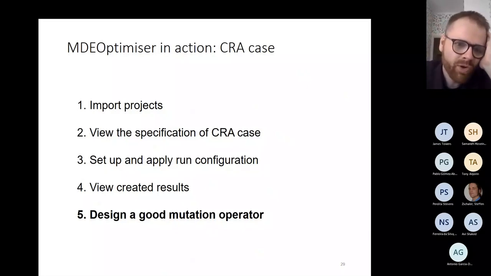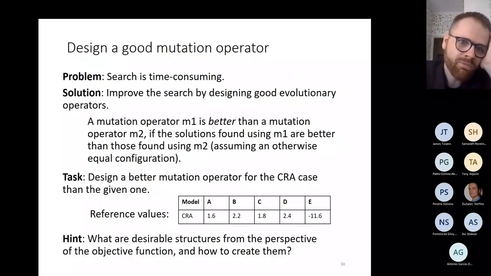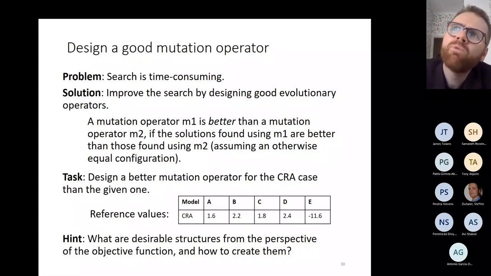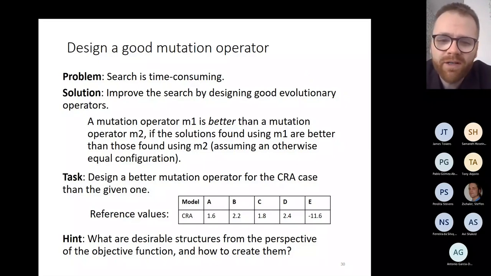Now, this is just a final thought that was also interesting. How do you design good mutation operators? The search is time consuming, and to get good results quite quickly, you might want to think about how to get good mutation operators. It turns out that there is a way of defining a mutation operator which is better than others. The question is, what are desirable structures from the perspective of the objective function, and how do we create them? The answer is that you need to move features to other classes where there are some features that already rely on a particular feature. So you improve cohesion by having some smart rules that take that into account.